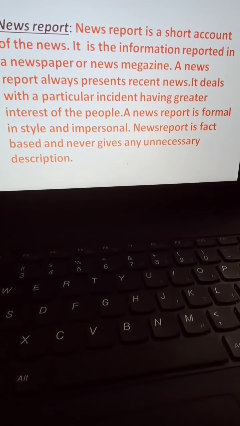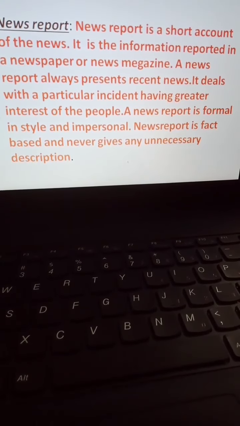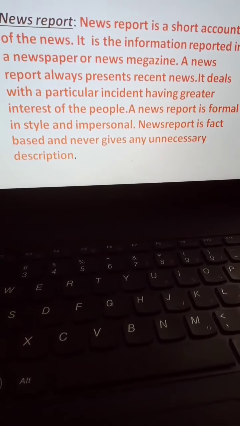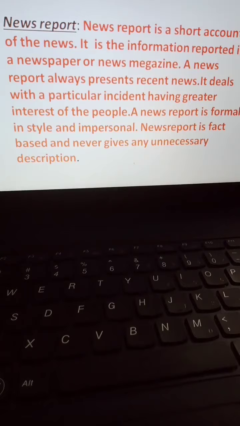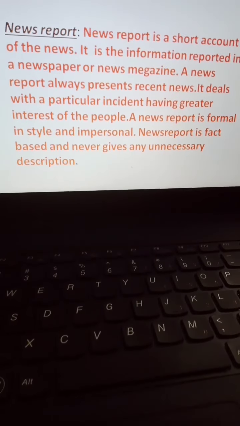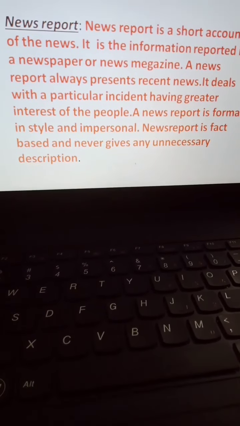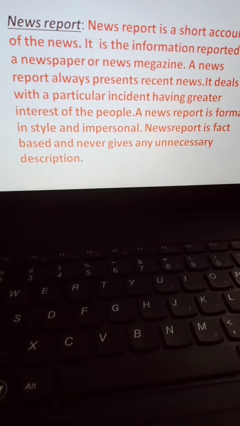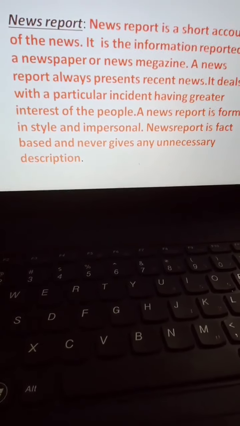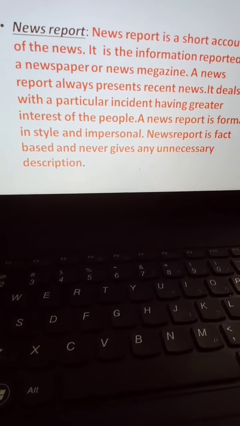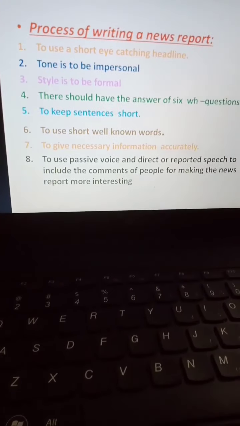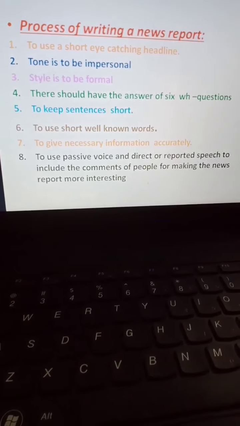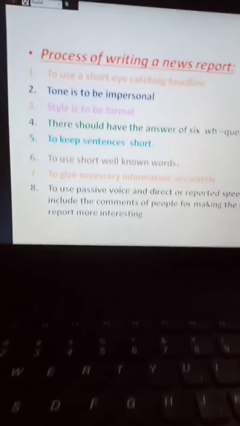I have told you that the tone should be impersonal. The reporter cannot use his own personal opinion or personal view in a news report. A news report is fact-based. It cannot be imaginary. News report should be fact-based, true, authentic, and never give any unnecessary description. Okay. So in this slide I will show you the process of writing a news report. Okay, so look at the slide.